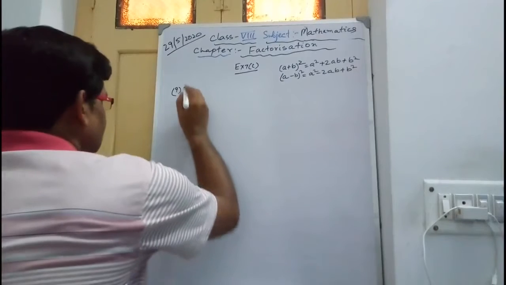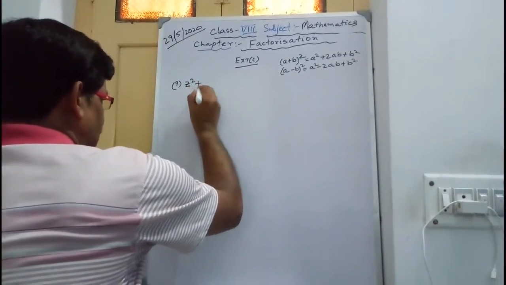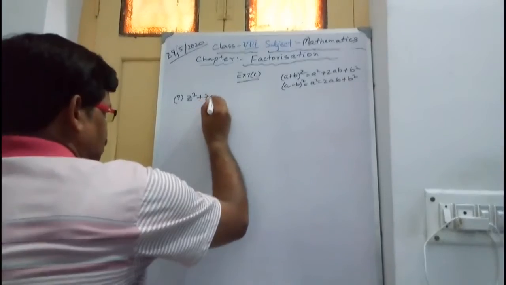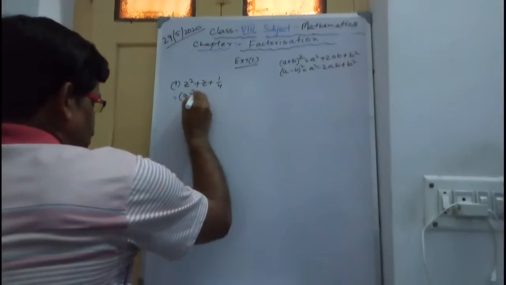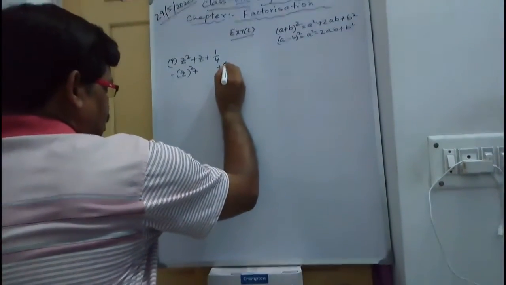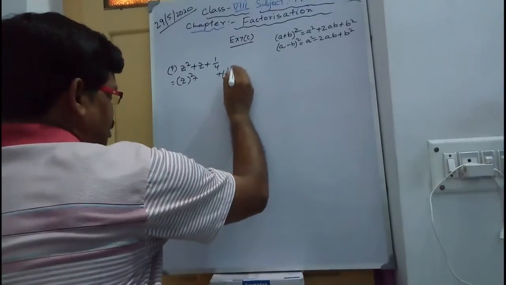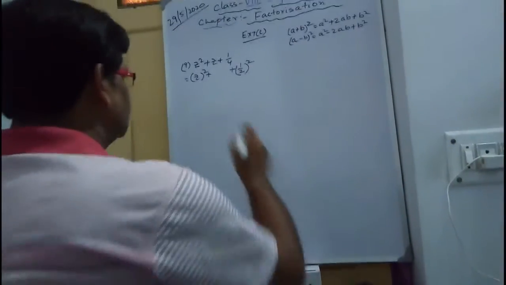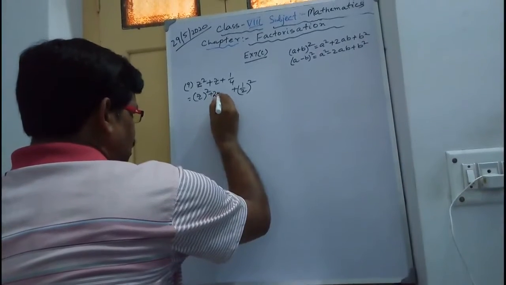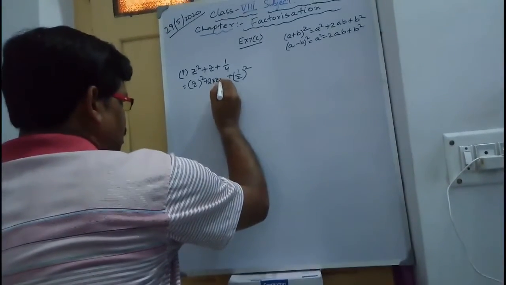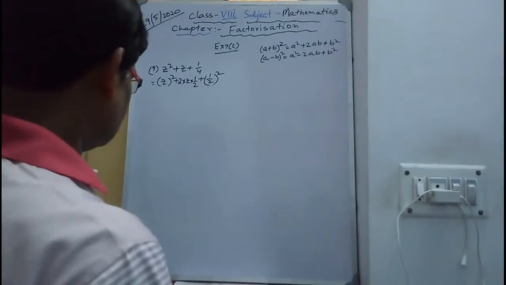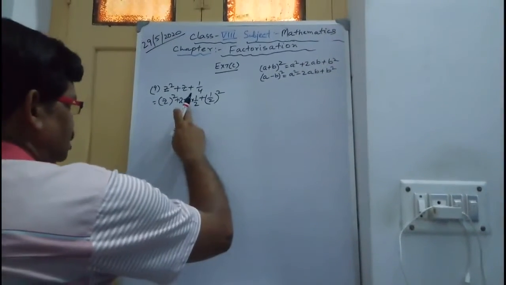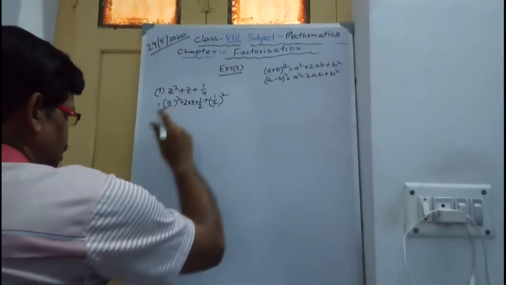9: z square plus z plus 1 by 4. So z whole square, plus the third term can be written in this way, (1 by 2) whole square. So the middle one is 2 into z into 1 by 2. These two 2s cancel, 2 by 2 becomes 1. So z is left. Now see that one, match with it.